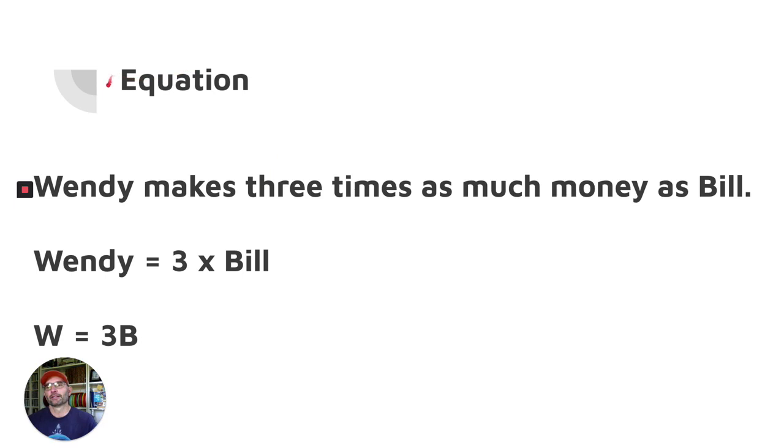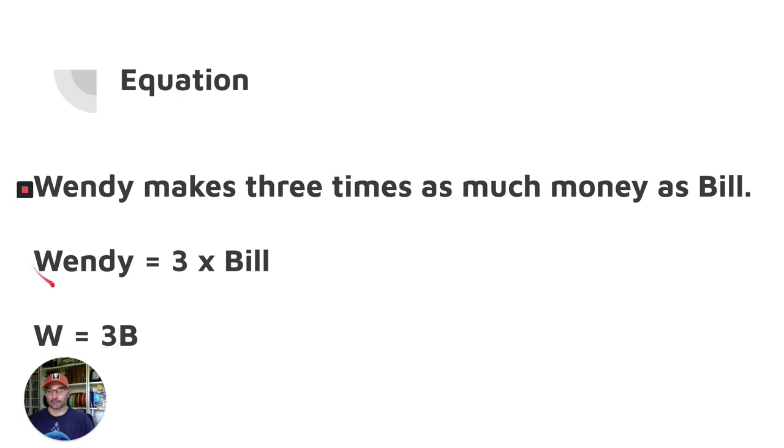Now here we have an equation. It's going to explain that. So here's our problem. Wendy makes 3 times as much money as Bill. So how would you write that as an equation? Well, we know that Wendy equals 3 times Bill. So whatever Bill makes, Wendy's 3 times bigger. So the way you would write that as an equation is W for Wendy equals 3B.